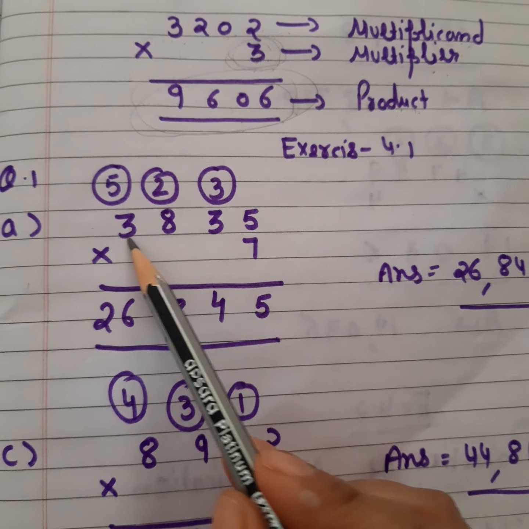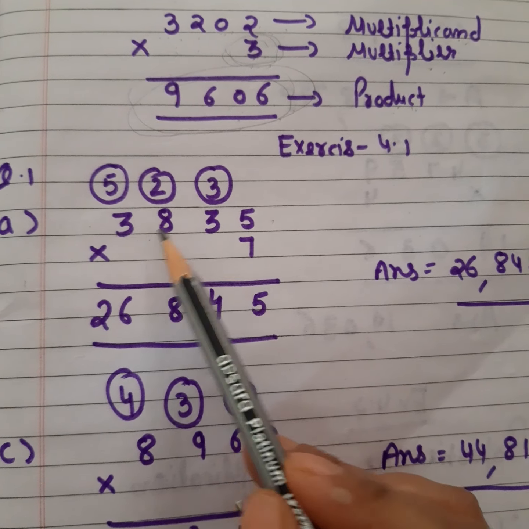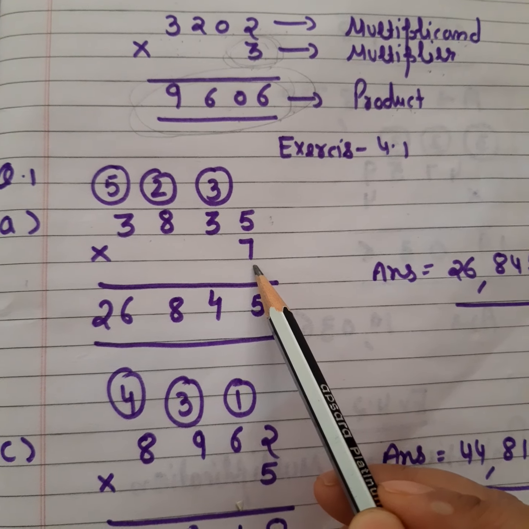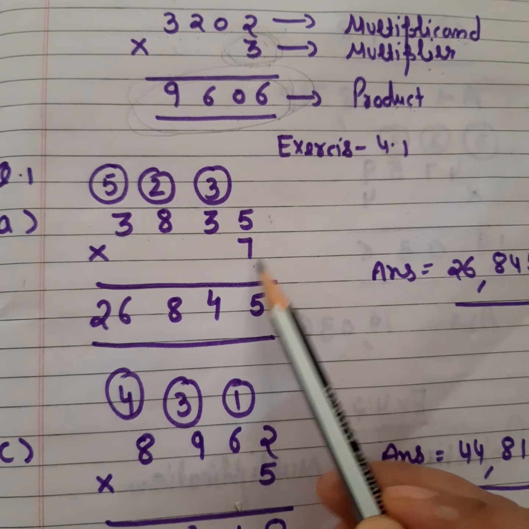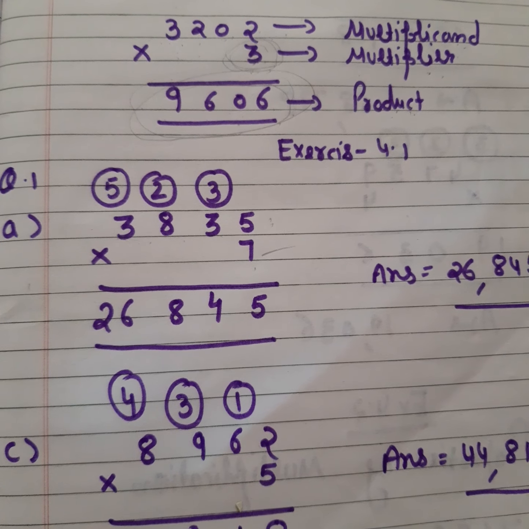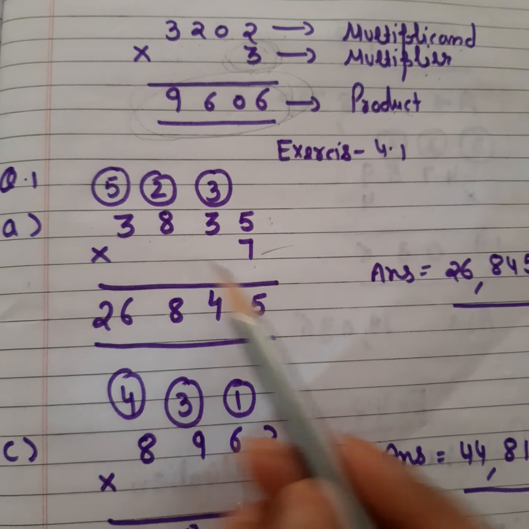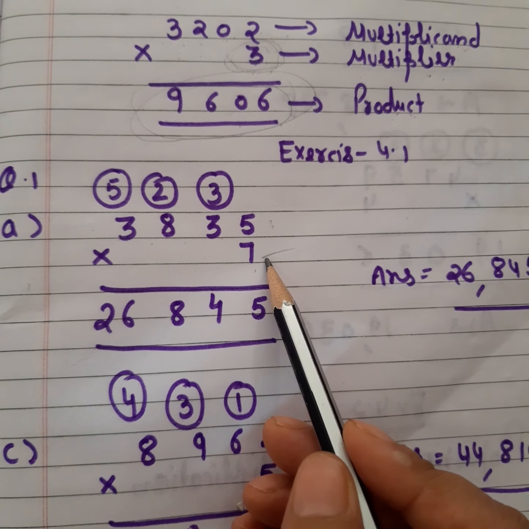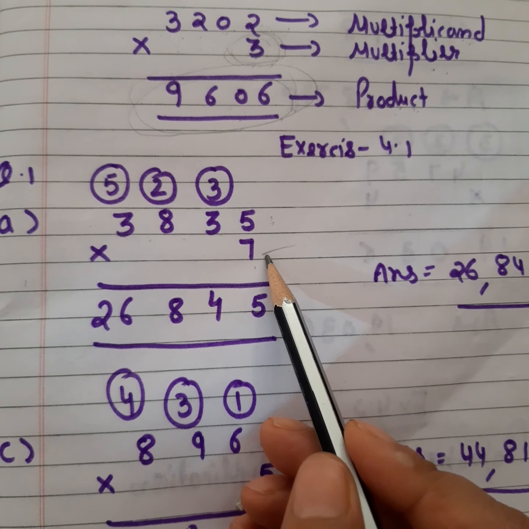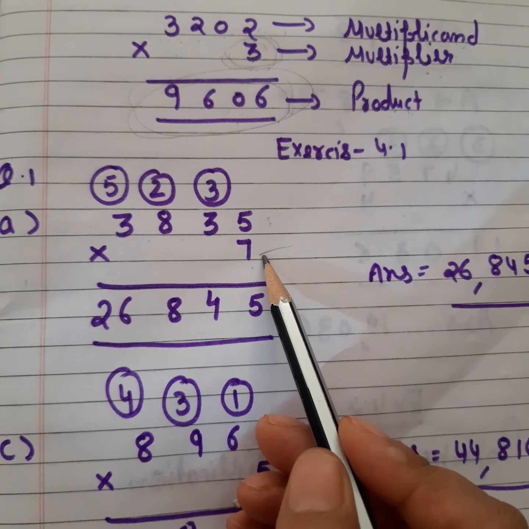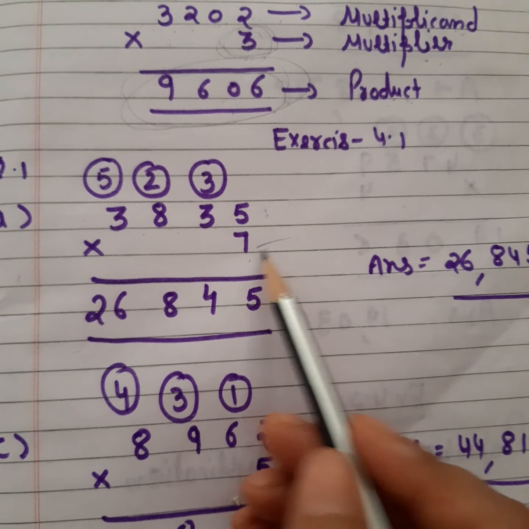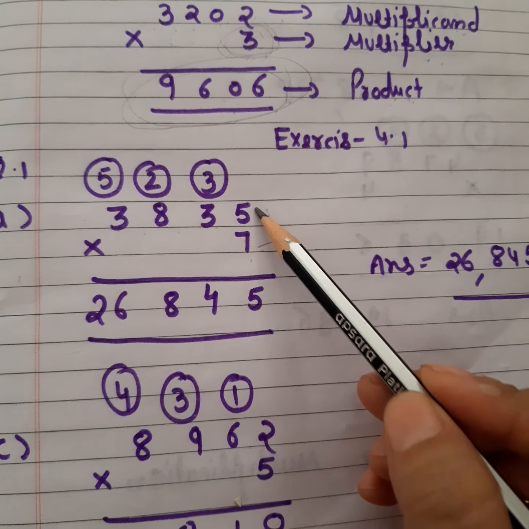Again here the multiplicand is 3835, and we are going to multiply it with 7. Here I should know the table of 7. If the table of 7 is not known to me, I will not be able to do it. So be careful, be attentive. You have to learn all the tables. Start with the ones place.